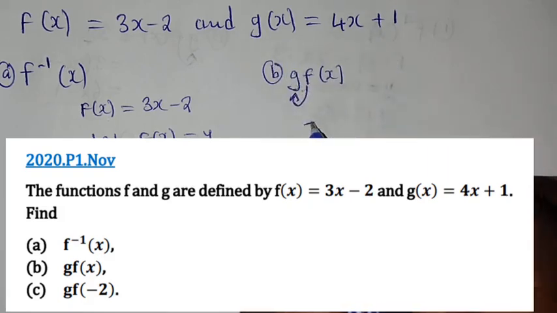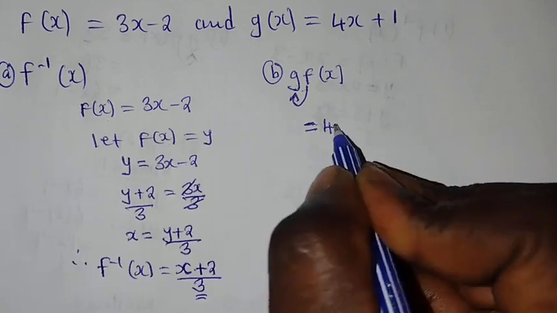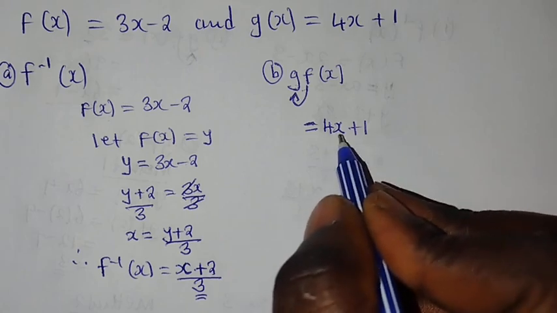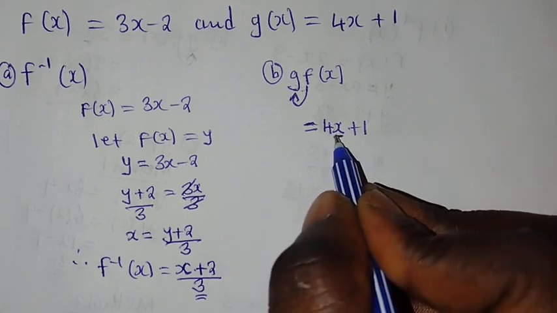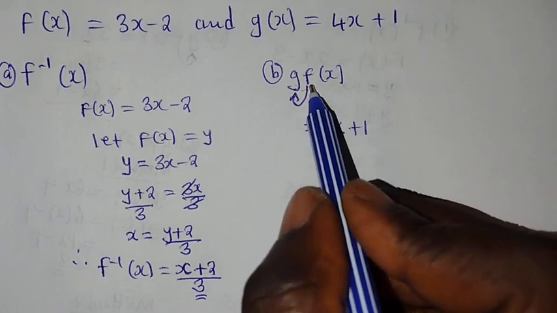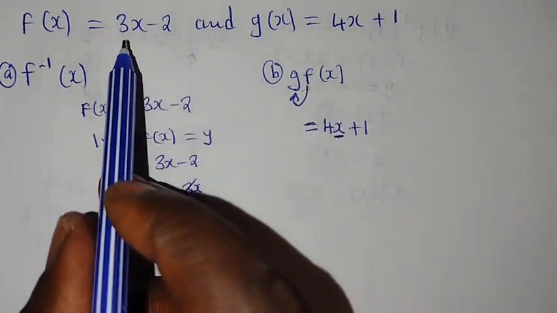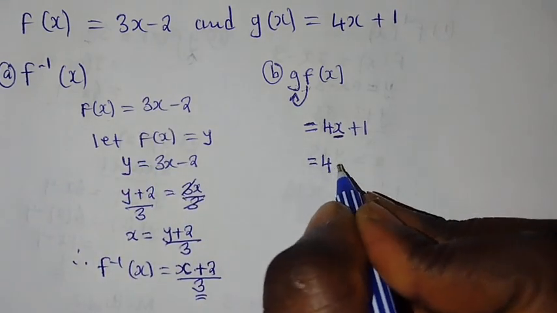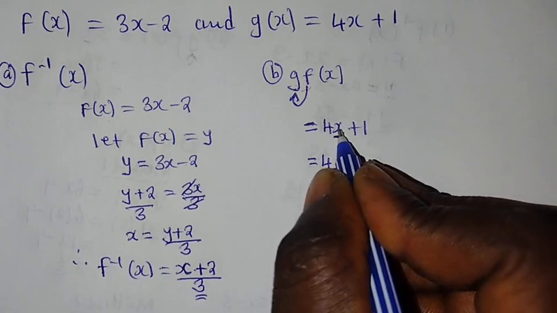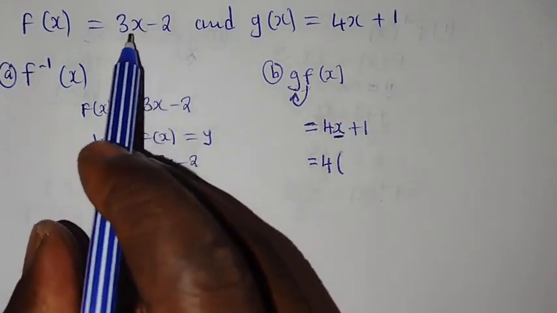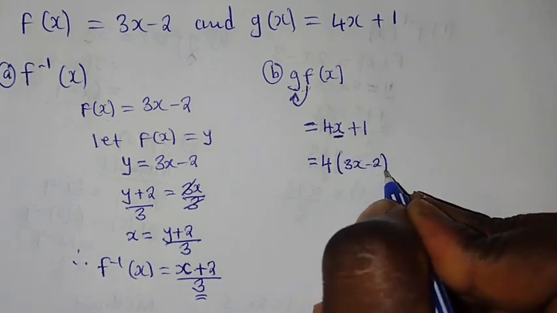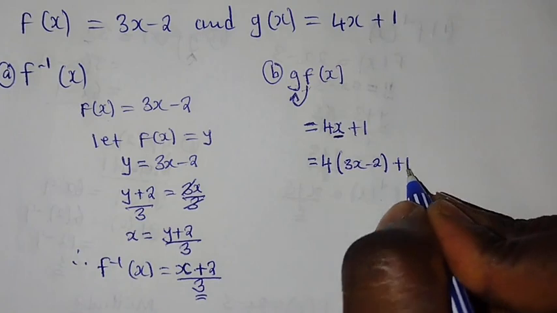So we are going to say the function of g is 4x plus 1. On this function of g, where we have x, that's where we are going to substitute the function of f. The function of f is 3x minus 2. So we are going to write 4, open bracket, right here on x, I'll put the function f(x), which is 3x minus 2, then plus 1.